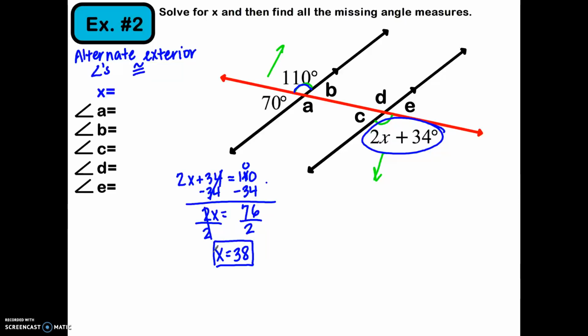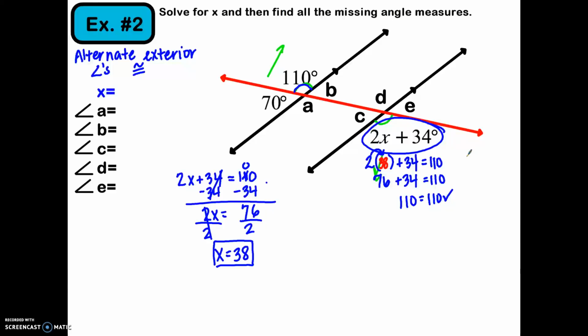Now, you all know I make a lot of mistakes, so I'm going to go back and check this. I'm going to substitute 38 in for x. So I have 2 times, substitute in my 38, plus 34. You should be doing this on your paper as well. And it should equal 110, but I got to check it. 2 times 38 is 76. 76 plus 34 is 110. So I know that this is correct.